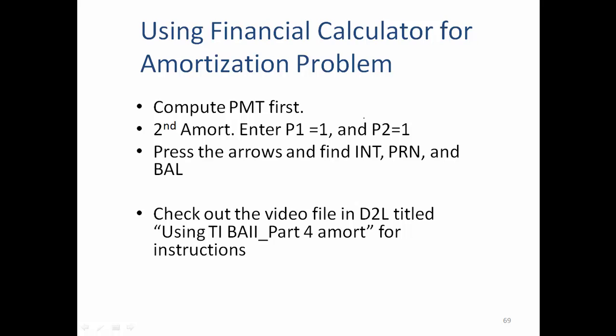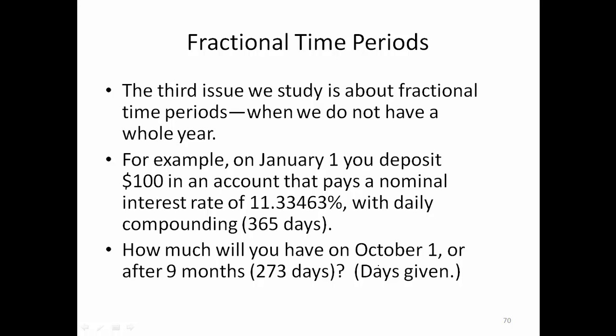We can use a financial calculator for these amortization problems. Again, we compute the payment first, and then we can use the amortization function, the amort button in your calculator, and then we enter P1 and P2. We can find the INT, which is the interest expense, and we can also find the PRN, which is the principal payment, and BAL, which is the remaining balance. For details about all these calculations using the financial calculator, please check out the video I posted on D2L about the amortizations.